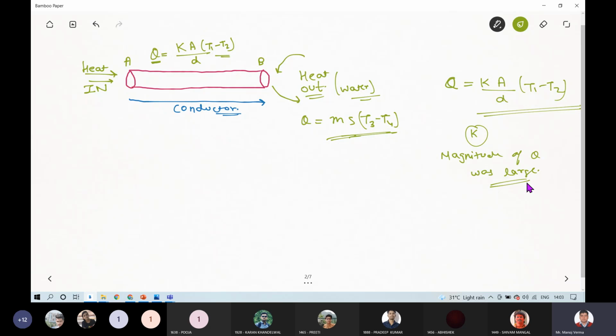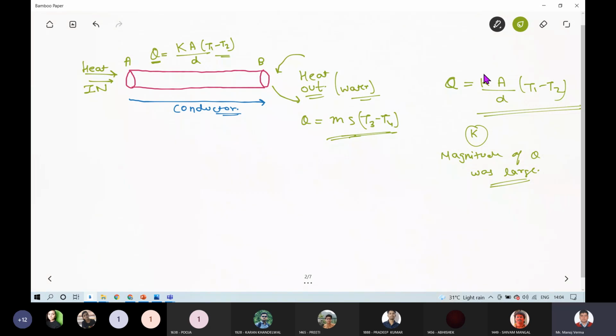But suppose a similar kind of setup was used and this rod was made up of a bad conductor. If this rod was replaced by a wooden rod, then the value of K will be very low for that. As I have told you in an earlier slide, the value of thermal conductivity for a bad conductor lies in the range of 10 raised to the power minus 4 to minus 5.